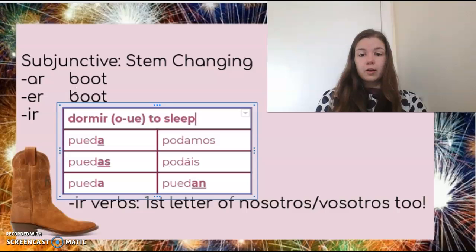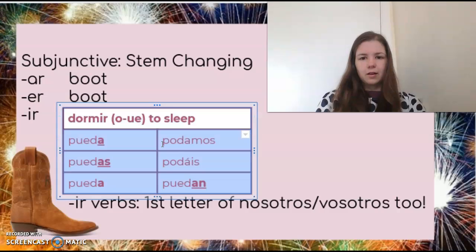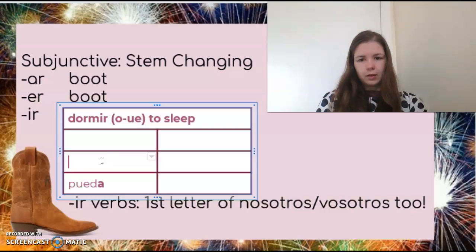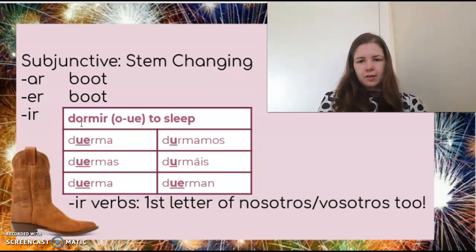So AR and ER verbs still keep the boot shape. That's why I label these as boot. IR verbs are still kind of going to keep the boot shape, except then in the nosotros form and vosotros, so outside of the boot, they only get one letter. Here, I'll go ahead and do it and then explain how to do it. So in my verb dormir in the present subjunctive tense, I bolded and underlined the stem changes. Since this is an IR verb in the boot shape, it still keeps the normal stem changes that it would in the normal present tense.